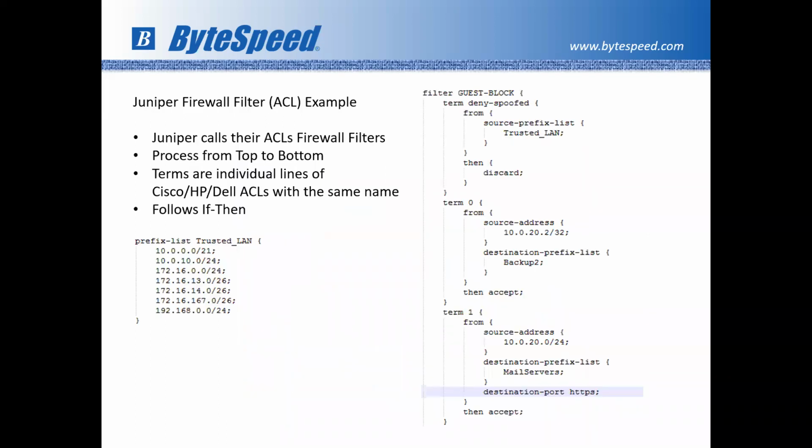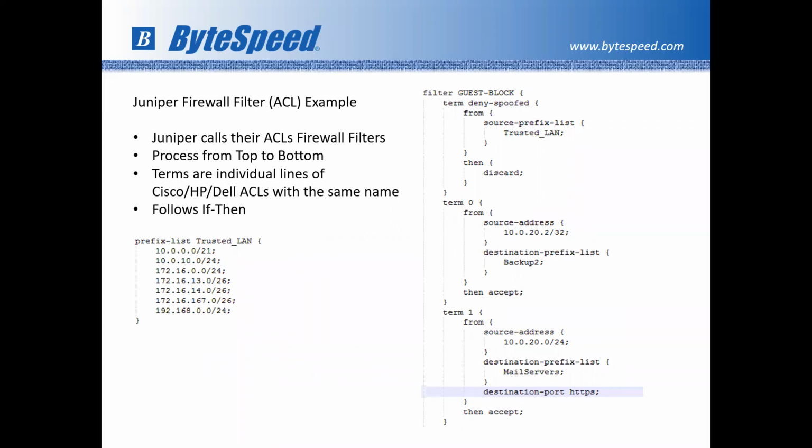So let's go through an example here. Again, I'm Juniper certified and more familiar with Juniper. I know enough to be dangerous to convert configs from other manufacturers to Juniper. So we're going to use Juniper in our example, but that doesn't mean other switches can't do this. Pretty much every other manufacturer that I know uses access control lists. Juniper calls them firewall filters.